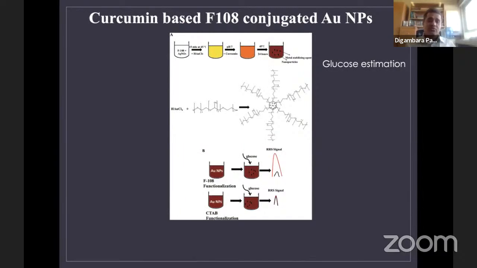Then instead of using gold nanowires, we came back to the gold nanoparticles, and we modified the surface with a surfactant called F108. It's a polymer, and we also compared with CTAB-functionalized particles, a surfactant. What we found is, if we take CTAB, there is no change in the signal when we add glucose. As you know, glucose sensing is very important for medicine, and we then modified with F108-functionalized particles.